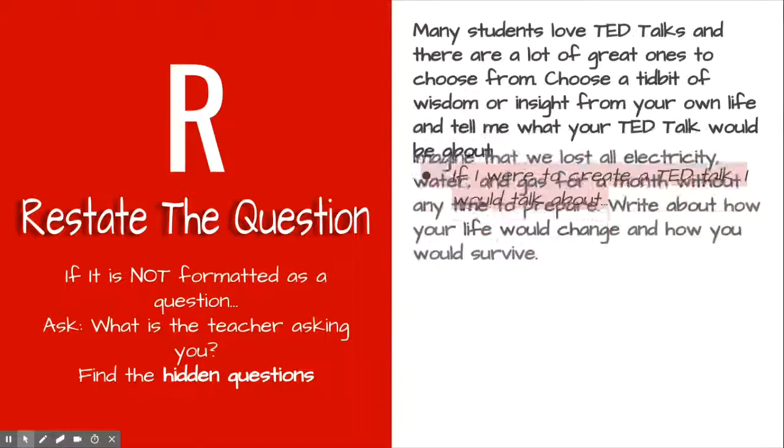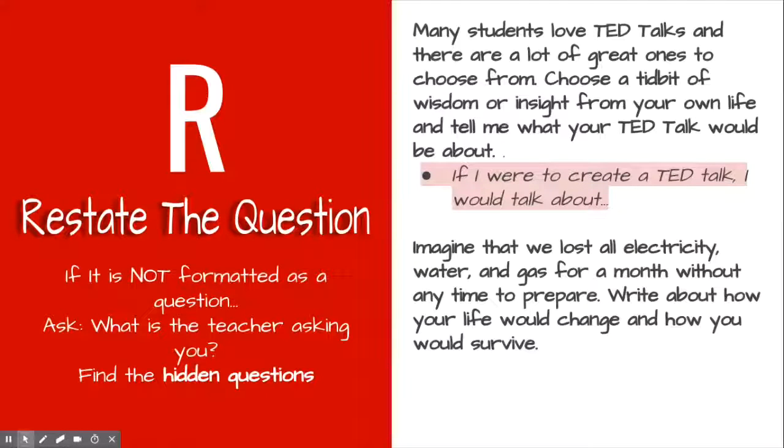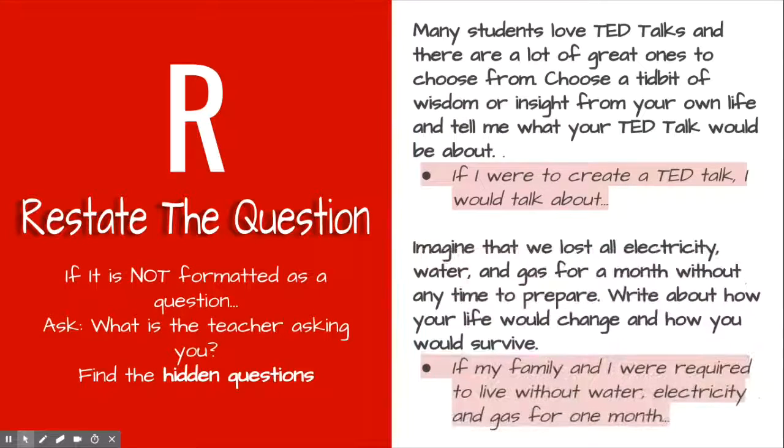Here's a second example. Imagine that we lost all electricity, water, and gas for a month without any time to prepare. Write about how your life would change and how you would survive. I'm going to restate the question like this: if my family and I were required to live without water, electricity, and gas for 1 month, there's not a question there. I'm not taking question words out. I'm just restating what I think my teacher is asking me.